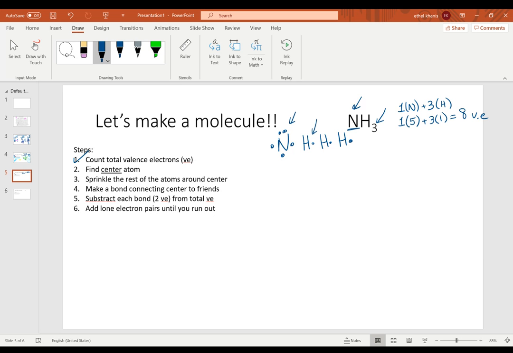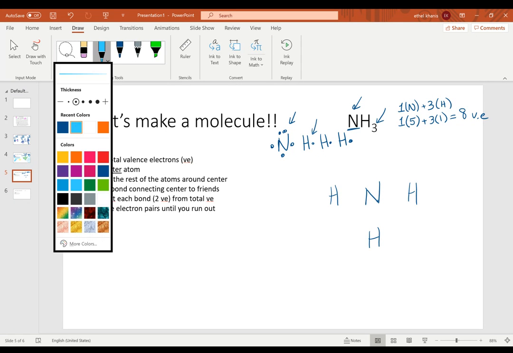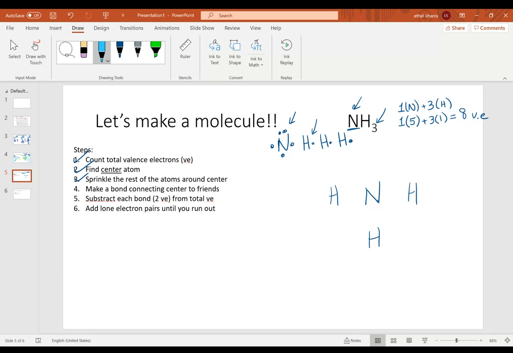So our center atom is nitrogen. Okay, so we're going to plop nitrogen right in the middle. And we're going to sprinkle the rest of our atoms around the center. There are 3 hydrogen, so we're going to sprinkle those 3 hydrogen around it. And it's okay how you choose, just give them space in between. Okay, now, next step is we're going to start bonding everybody together so that we actually make a shape. So everybody's bonded to our center atom, because remember, we don't want alphabet soup, we actually want a bond. And so we just did that.